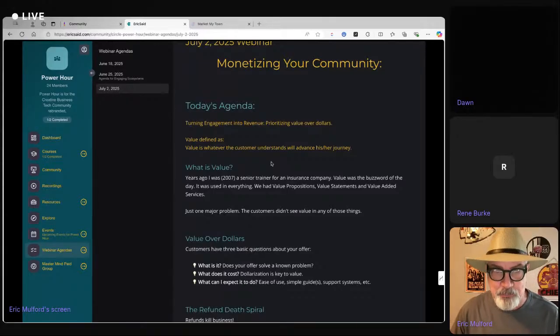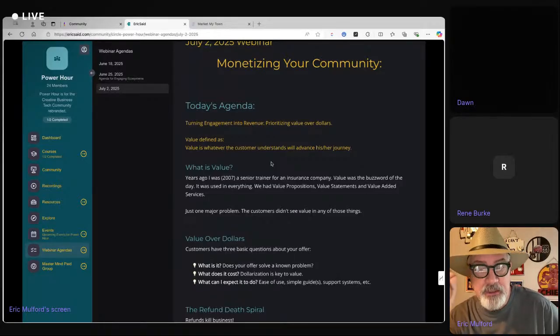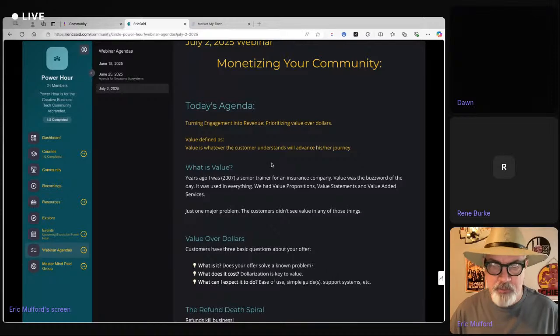That's always important, that you understand that if the customer doesn't see value in any of those things, it doesn't matter. Value is what the customer sees, and the value that it brings, and what it does to help them get on their journey. Does that make sense? What is value? It is what the customer sees as being beneficial to get them on their journey. Does that make sense to everybody?